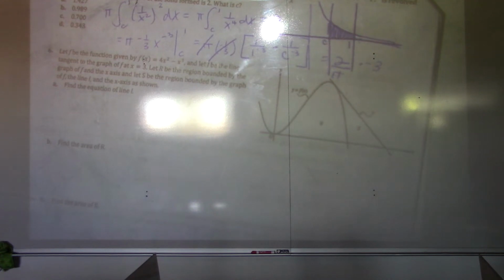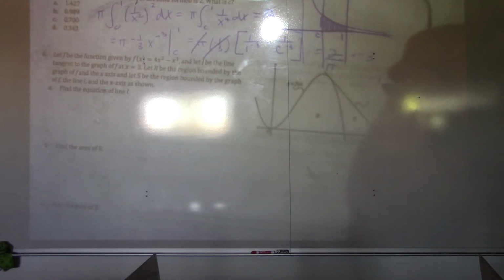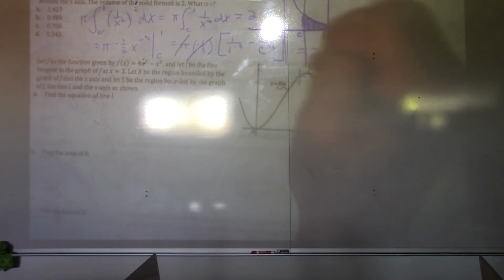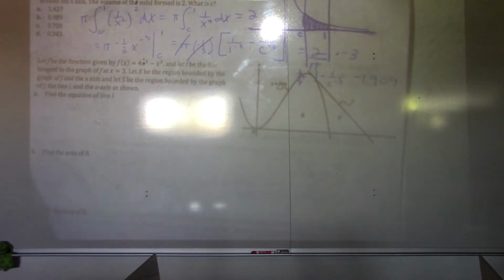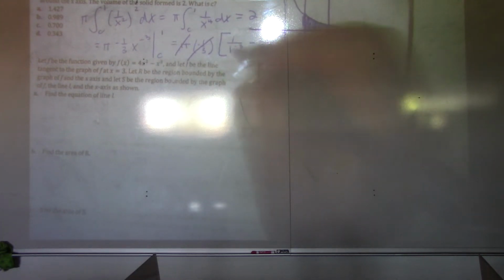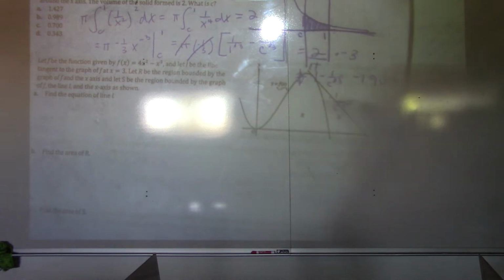So I've got 2 divided by pi times negative 3, so that's like negative 1.909 right now, equals 1 minus 1 over c cubed. So I'm going to subtract the 1 over. That gives me negative 2.909 is negative 1 over c cubed. I guess I don't need the negative 3 if I'm putting it on the bottom. My bad. And then the negatives cross off.